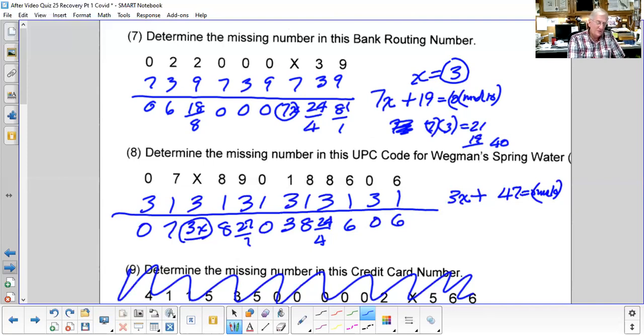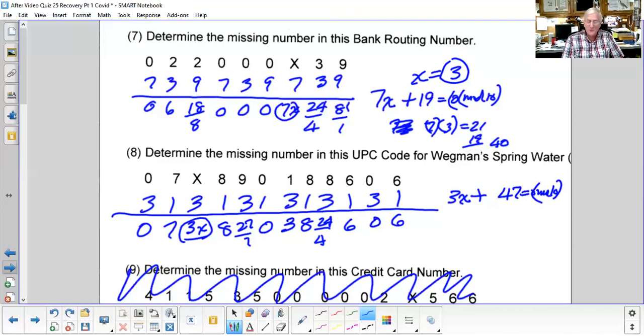6 and 6 is 12. 16. 24. 27. 31. 39. And 7 is 46. I get 46. Why can't I get this to work? 7 and 8 is 15, and 7 is 22, 25, 33, 37. I don't know why I'm not getting this. Well, I'm going to assume it's 47.